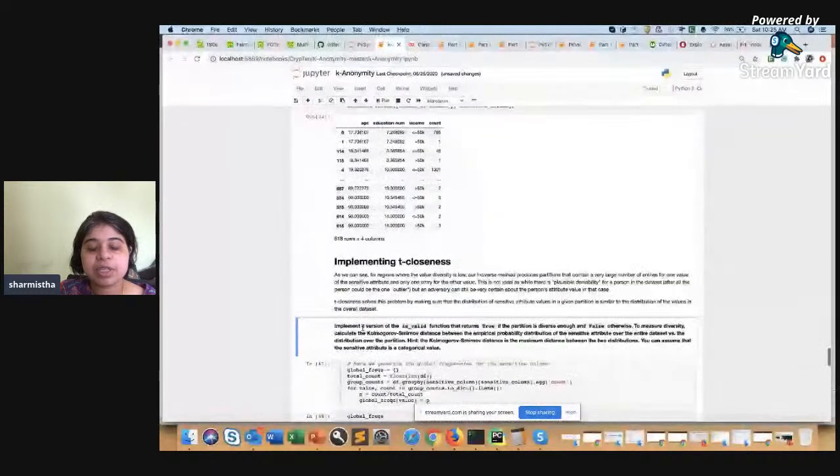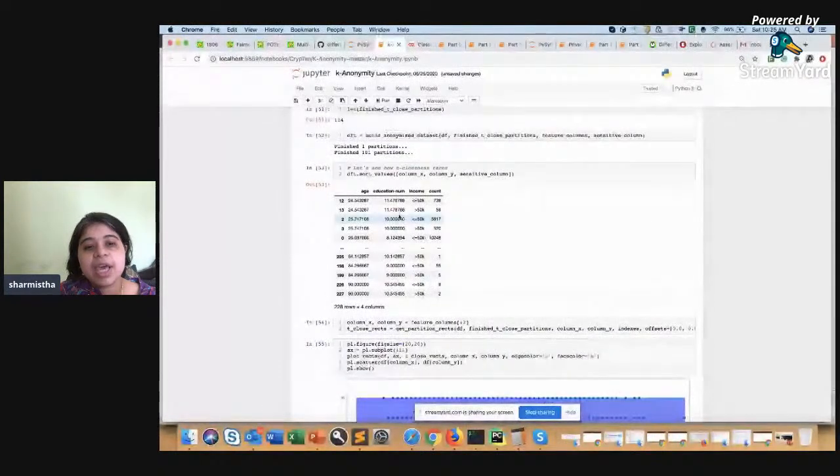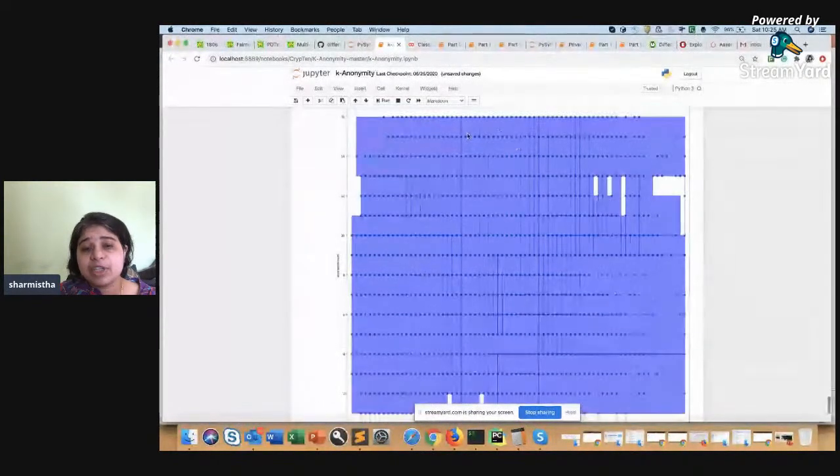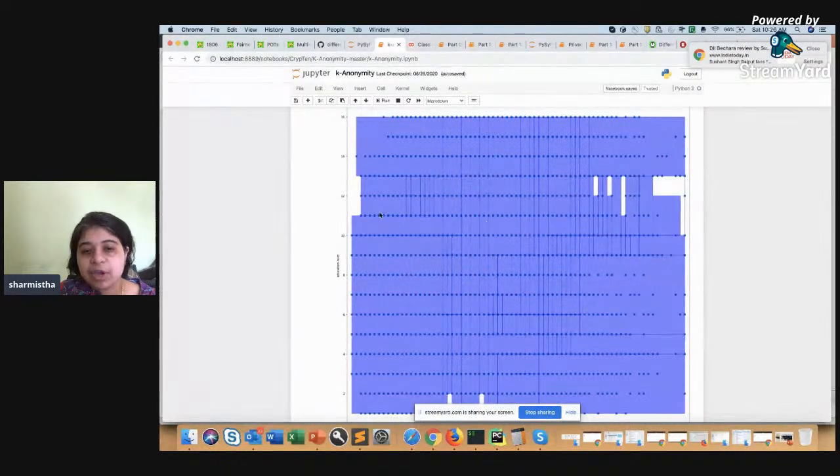So here you see this is iDiversity. There are two different partitions, greater than and less than or equal to 50K, with different members in these two partitions. Now with T closeness, the entire distribution should be resembled by each of the partitions. If you think of the entire distribution, here is a cut, here is a cut, here is a cut. The individual partition should resemble it. Here it is cut, here there are no data points. That should resemble the overall data structure.